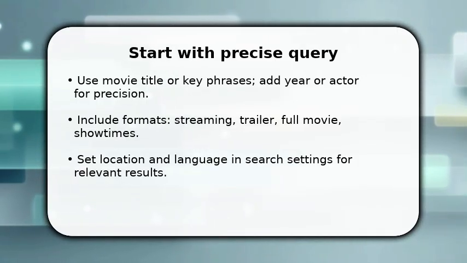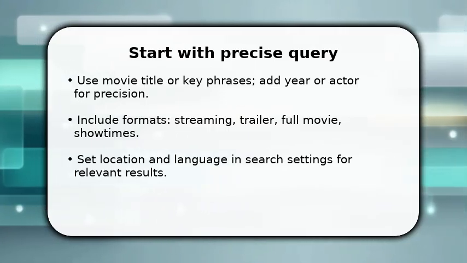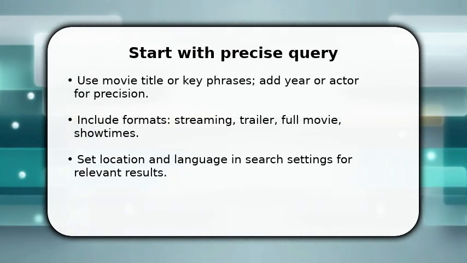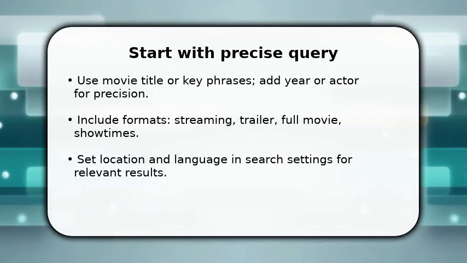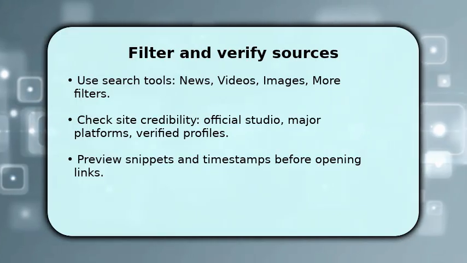Once done, check search settings for location and language, so results match nearby theaters or region-locked platforms. Make sure to glance at the top results and the knowledge panel for quick streaming links and official pages. After initial results appear, apply filters to focus on videos or news. Click videos to see trailers and platform-specific listings.